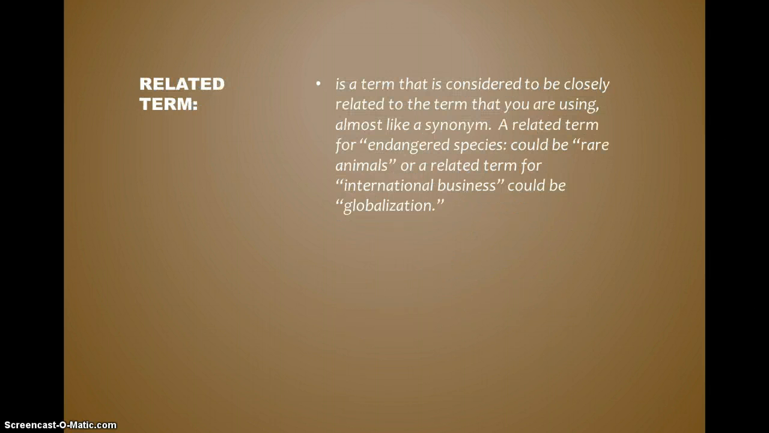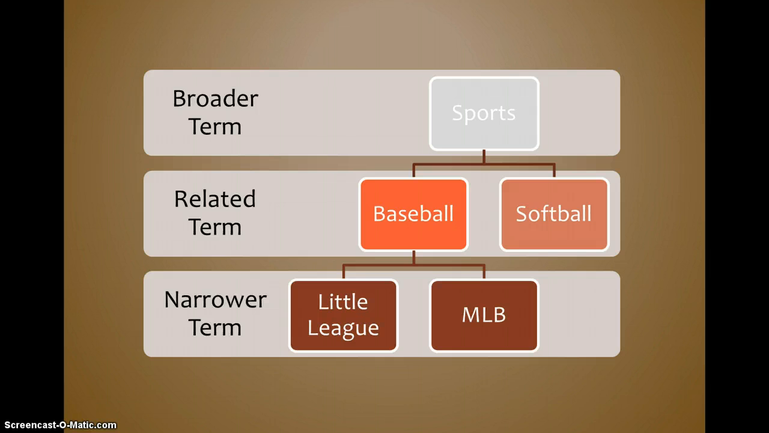And one more here is a related term, and if you think of a related term, it's kind of like a synonym, and not cinnamon that you put into your hot cocoa. But a related term for endangered species could be rare animals. So it's kind of like a synonym. It's kind of similar, but it's not quite the same. And also looking at international business is globalization, because international business has a lot of globalization aspects in it, but it's not quite the same. They're just different terms.